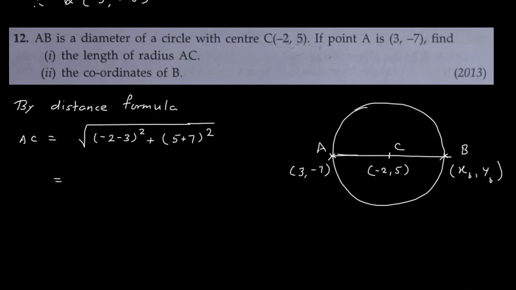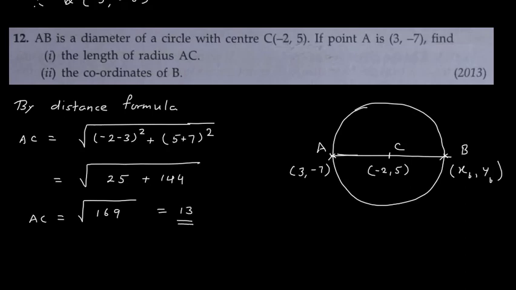and this AC will be equal to minus 2 minus 3 is minus 5, square is 25, plus 5 plus 7 is 12, square is 144. So this is root of 169, and square root of 169 is 13. So I will say that this AC is equal to 13.